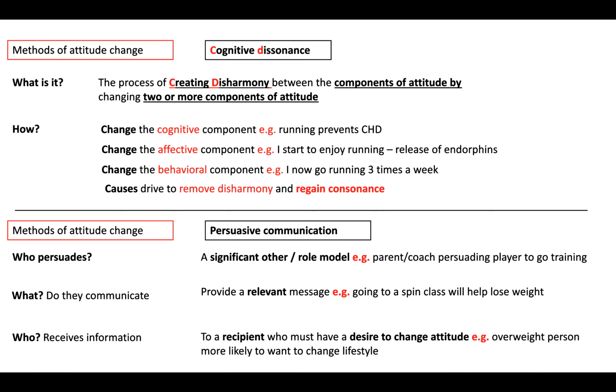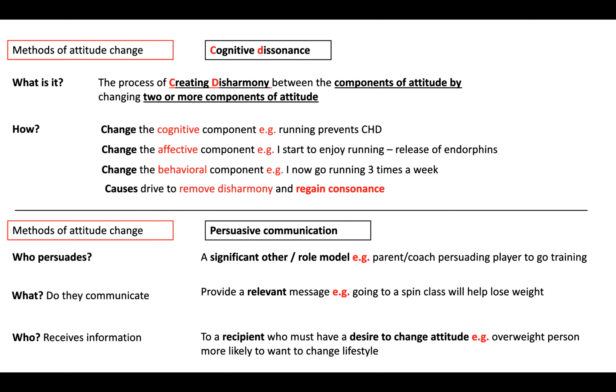And finally, who receives the information? It has to be a recipient who must have a desire to change the attitude. Okay, so an overweight person is more likely to want to change their lifestyle. Therefore, if the relevant message is being put across via a significant other, it's more likely that they are going to want to change their attitude towards exercise.